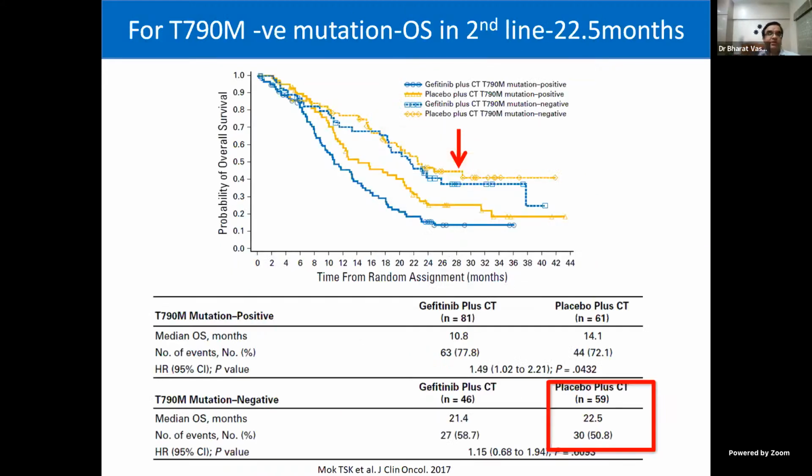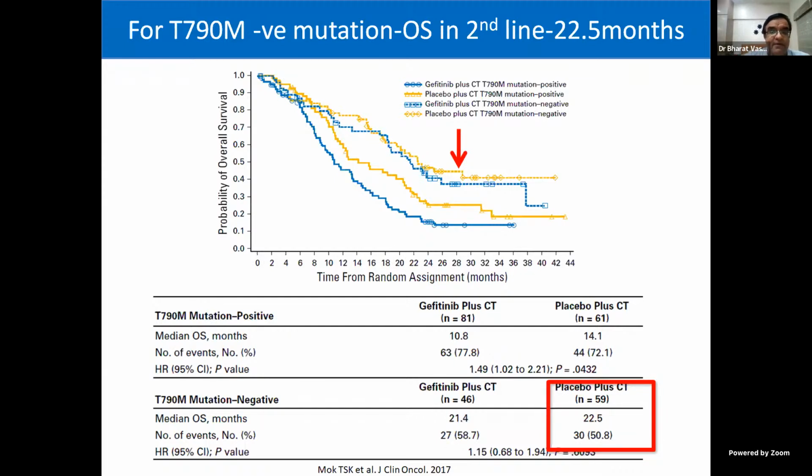Do I have evidence? There are multiple studies published, but I would like you to concentrate on a second line study which combined placebo with chemotherapy in a second line, and here the survival was 22.5 months. So my point of contention is if it is T790M negative, osimertinib may also not do well. You remember, chemotherapy may work equally well in the second line. And we have enough data to suggest that in a second line, given a chemo in those.